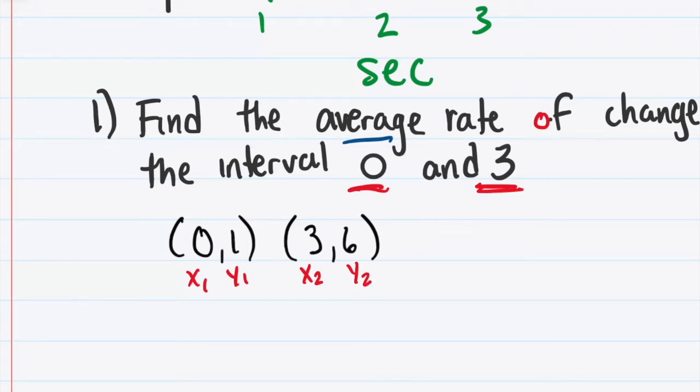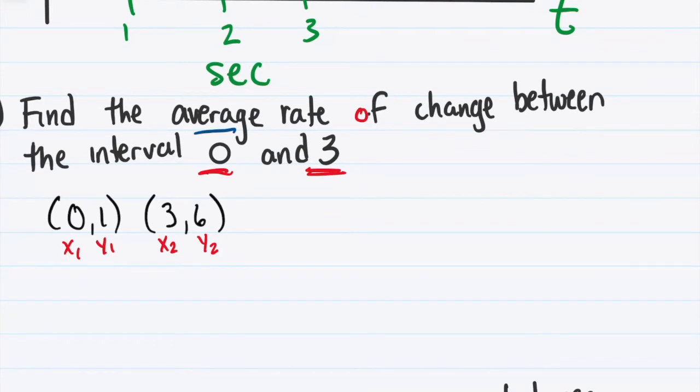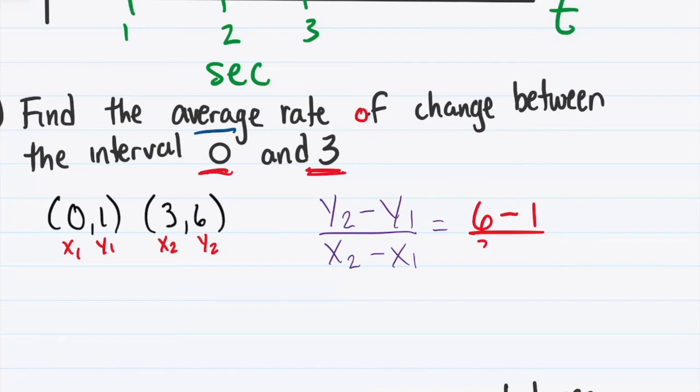Keep in mind, it doesn't matter which one you chose first because the formula is going to make everything consistent. Let's rewrite the formula: y2 minus y1 over x2 minus x1. And let's just plug it in. Your y2 right now is 6. Don't forget the formula has a minus right there. Your y1 is 1, over x2 is 3. The formula has that minus, and your x1 is 0.